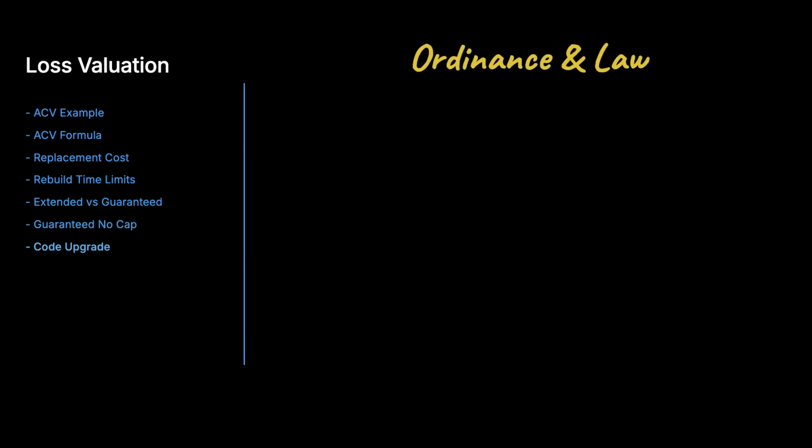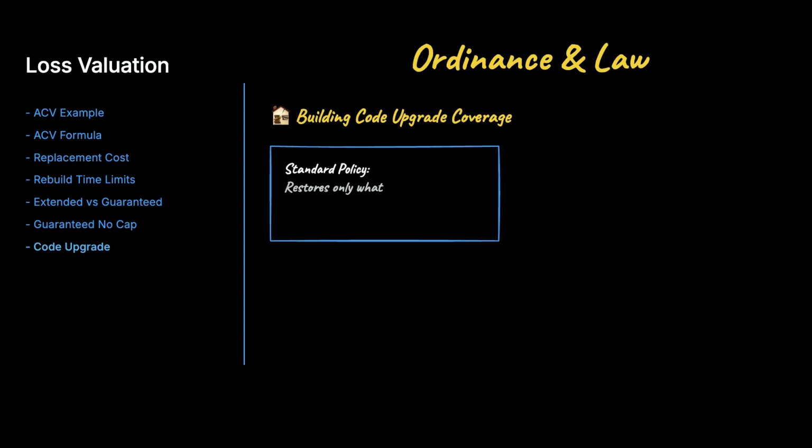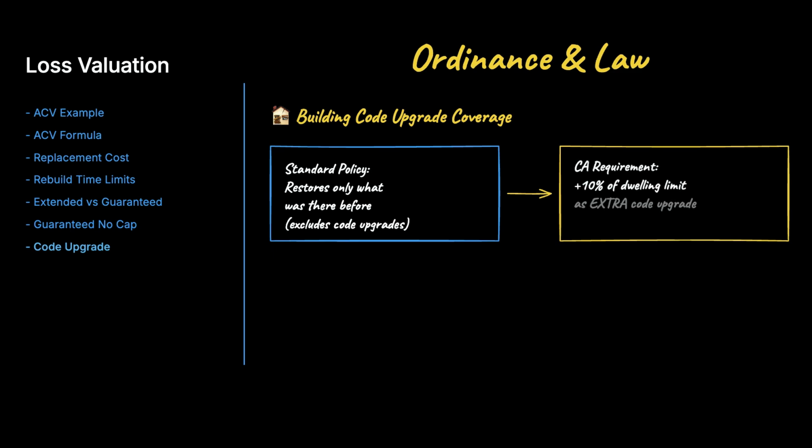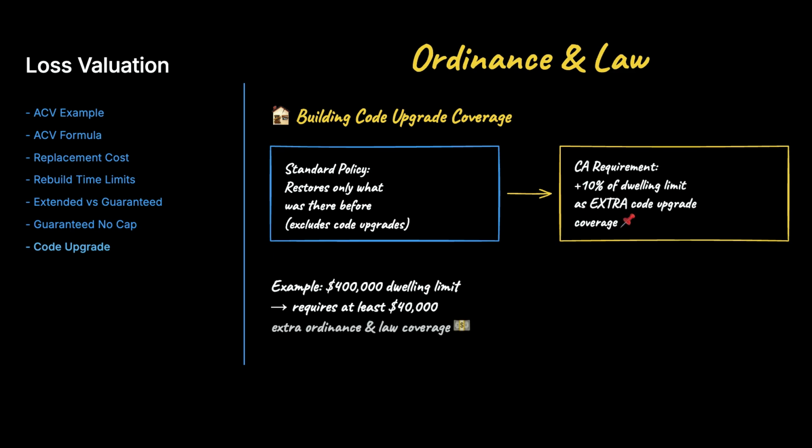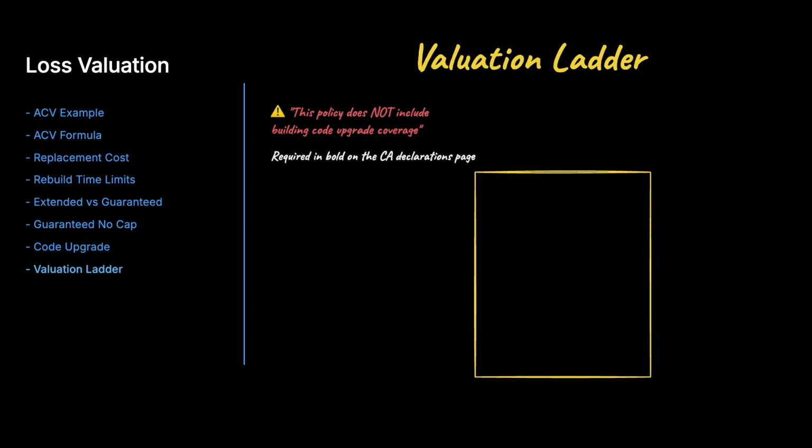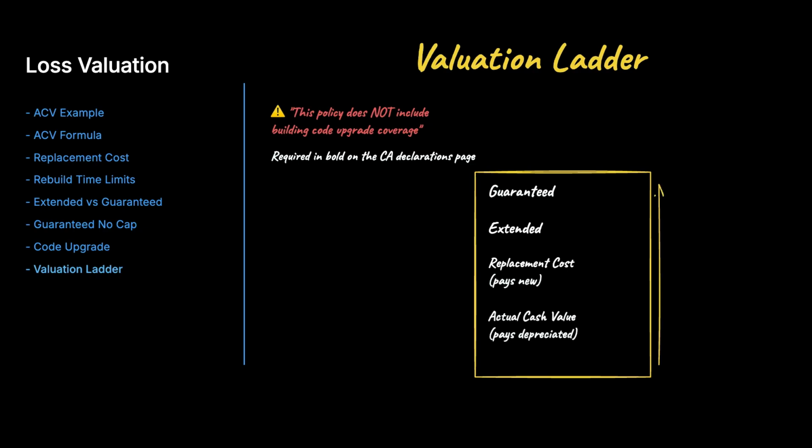Last piece of valuation, building code upgrade coverage, also called ordinance and law. When you rebuild, current codes may demand costly upgrades beyond restoring what was there, which standard policies exclude. So California requires open form residential replacement cost policies to include at least 10% of the dwelling limit for code upgrades as extra coverage on top. And if a policy lacks that coverage, California makes the insurer shout it on the declarations page in bold type: this policy does not include building code upgrade coverage.